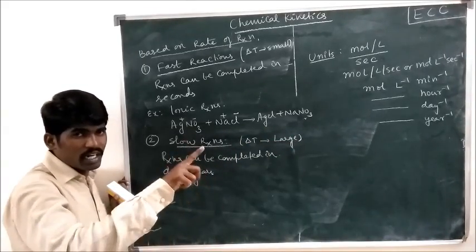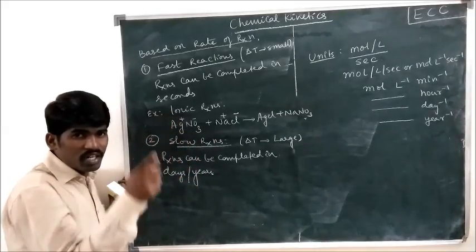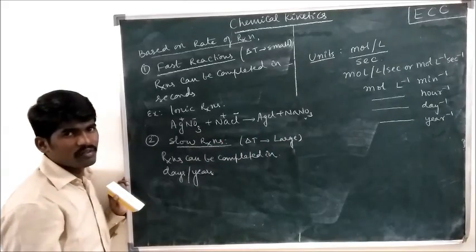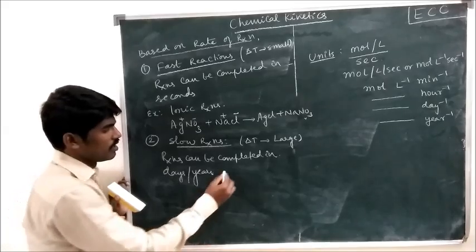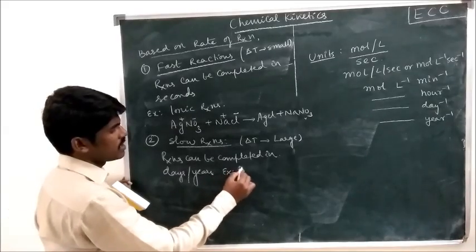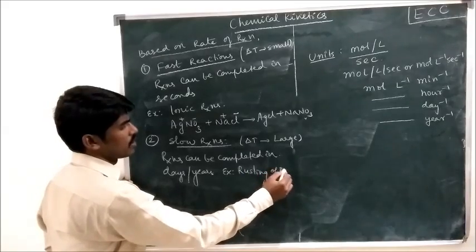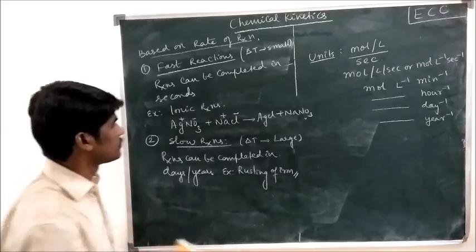As I told you, rate is delta C by delta T. Rate is inversely proportional to delta T. If delta T is larger, rate will be smaller. For those reactions also, we cannot study kinetics, right? So the best example of slow reactions is rusting of iron. Rusting of iron is an example for that.